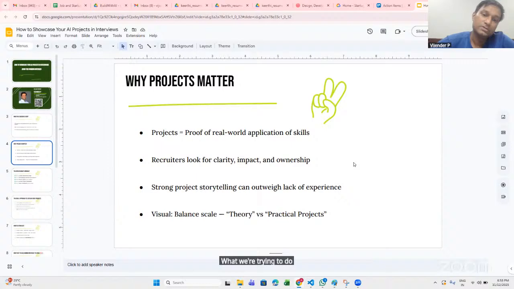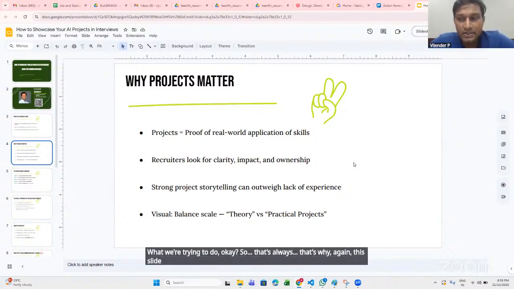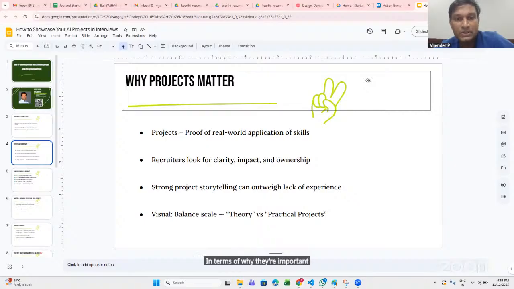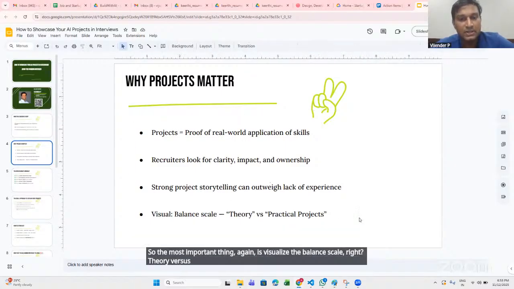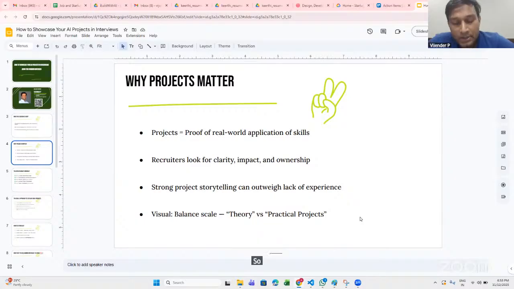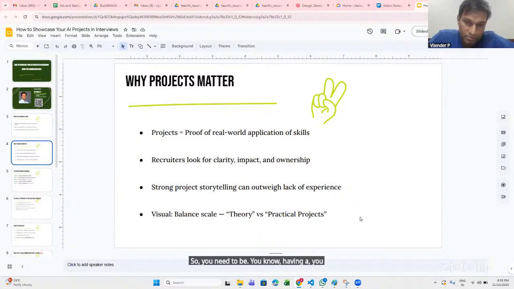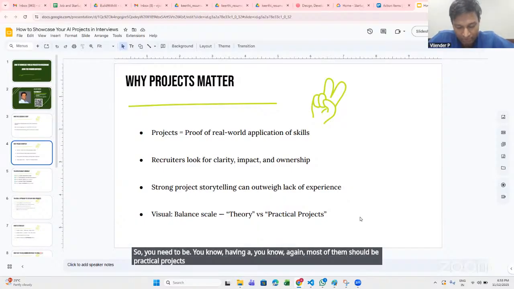Okay. So that's why this slide is dedicated primarily to projects, in terms of why they're important and what are the areas where you need to be focusing. So the most important thing again is to visualize the balance scale: the theory versus practical projects. Most of them should be practical projects, which you have worked on, where you have actually deployed them.